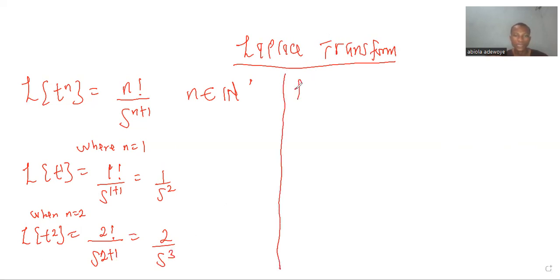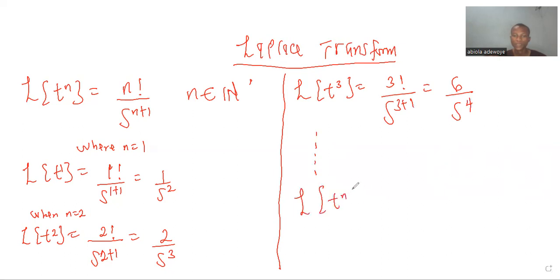Also, the Laplace transform of t raised to power 3, from this general formula, gives us 3 factorial over s raised to power 3 plus 1. That gives us 6 over s raised to power 4. So until we get the Laplace transform of t raised to power n, which gives us n factorial over s raised to power n plus 1. So this is the general formula for t raised to power n.